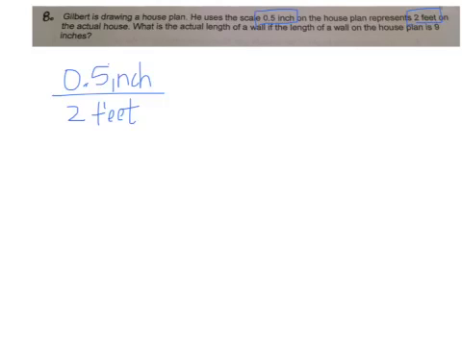If I read the rest of the sentence, it's either going to tell me the inches or the feet. Before I actually get there, I know that I'm going to be putting inches on top because that's what I did in the first ratio, and feet on bottom because, again, that's what I did in the first ratio. When I keep reading this sentence, it says, what is the actual length of the wall if the length of the wall on the house plan is 9 inches? So where do you think 9 is going to go? Hopefully you said on top.